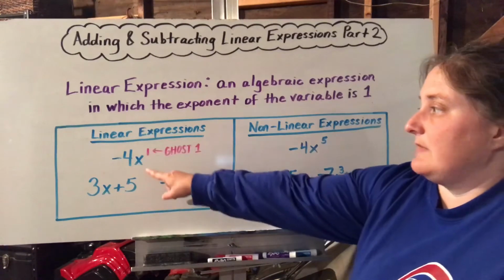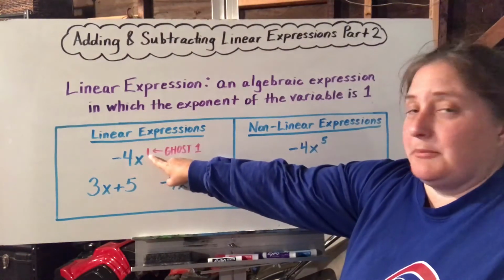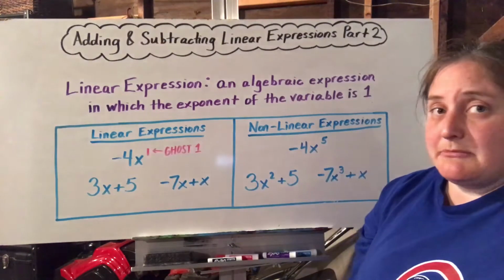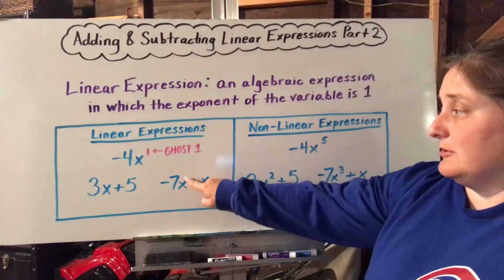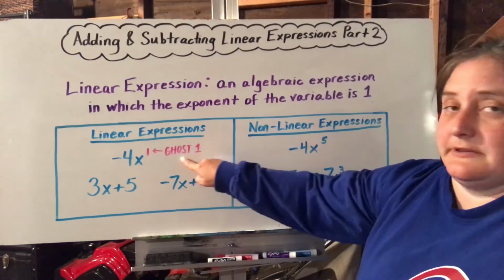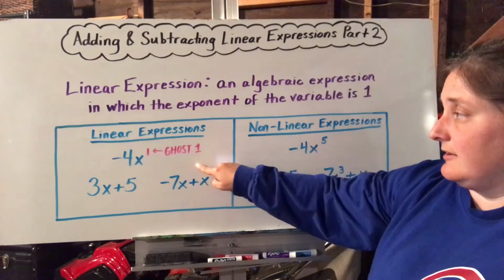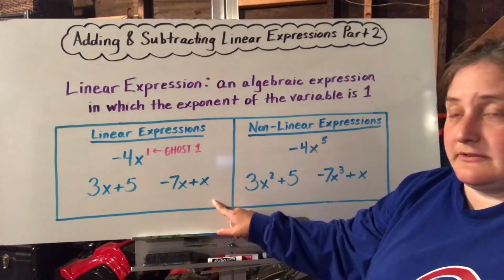So anytime we have an expression that has a variable to the power of 1, or sometimes the variable exponent isn't written at all, we can infer that that exponent is a 1. Call it a ghost one. Sometimes it's there, sometimes it's not. So these are all linear expressions.